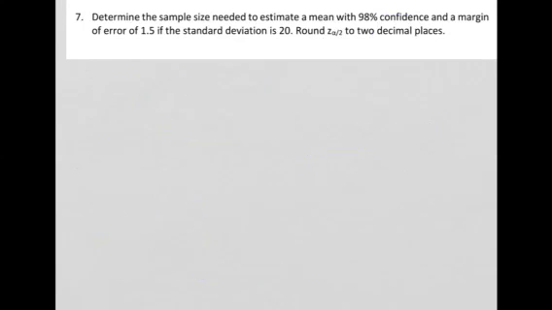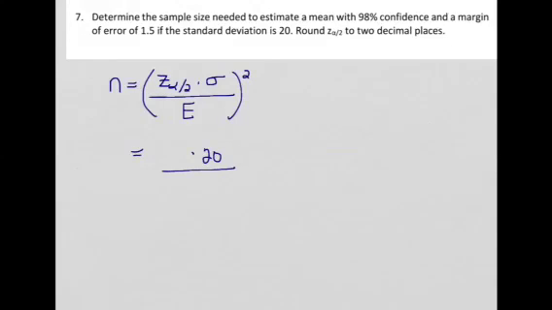In number 7, now we want to determine the sample size needed to estimate a mean. So we're going to use n equals z sub alpha over 2 times sigma over the margin of error squared. And we have sigma is the standard deviation, so that's 20 over margin of error is 1.5. And so I just need to calculate z sub alpha over 2.